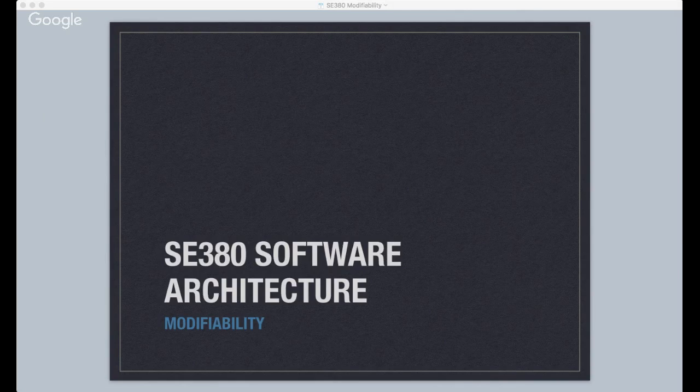Again, I apologize for the short notice on this, but I think this will work pretty well. I wanted to make sure that we get through this section on modifiability. It's an important one, especially for large systems moving forward, you know, that will have a long lifespan.